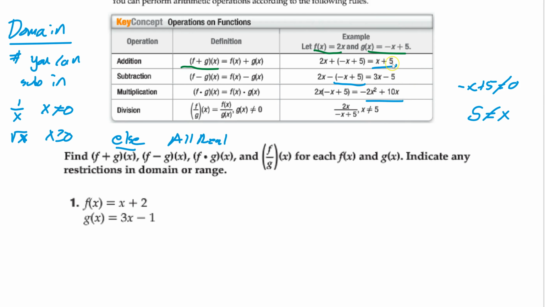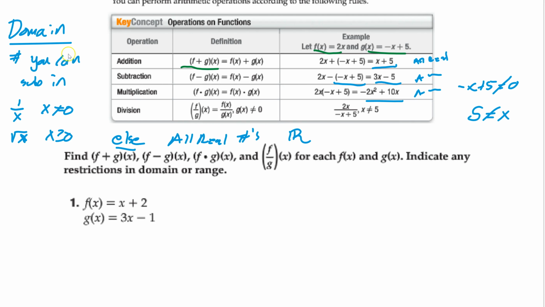So look at that one. I can plug in anything I want. My domain is all real numbers. My domain here, all real numbers. My domain here, all real numbers. Only when there's a fraction or square root, I've got to think about it. Oh, it's not all real numbers. In this case, it's x not equal to 5. So all real numbers, also known as that fancy R.